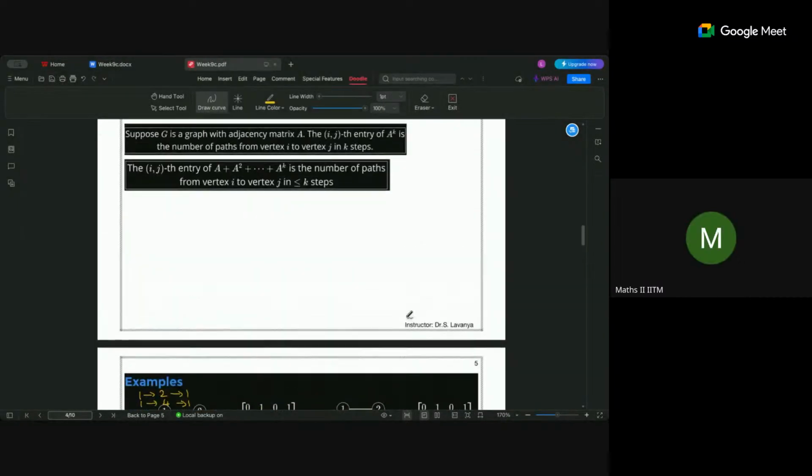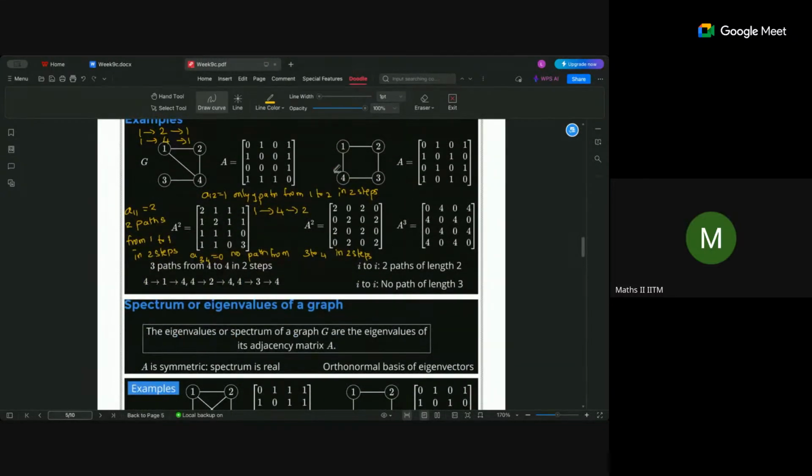So there is one more result which says that if you want paths of length less than or equal to k, then you have to add all the entries of A plus A square plus etc. up to A power k. So the ijth entry of A plus A square plus etc. A power k is the number of paths from vertex i to vertex j in less than or equal to k steps. So you are considering all possible steps whose size is less than or equal to k. So we are adding up all these matrices, A square, A power k, etc., and their ijth entry gives this answer. Okay, clear?